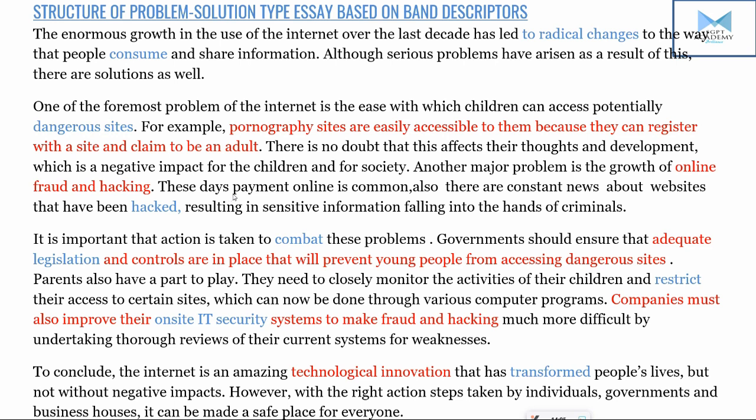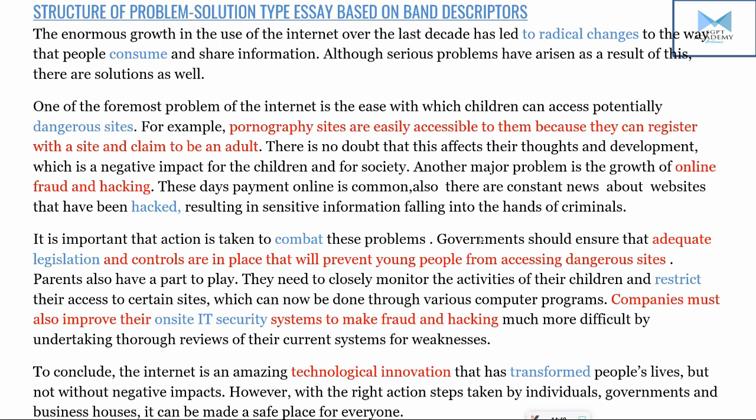Task achievement means how far the topic has been appropriately addressed, and you validate it based on your subpoints. So here there are two subpoints given: one is pornography and the other is online fraud and hacking. If you want, you can also take one example. However, we have not taken any example here. Now coming to the next paragraph, where a solution has been provided. It is important that action is taken to combat these problems.